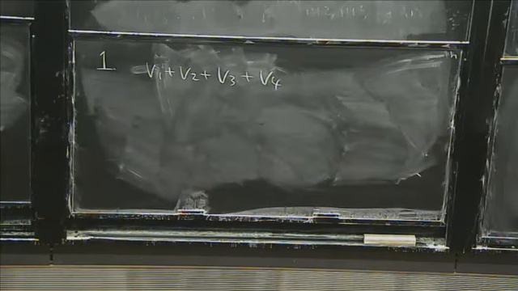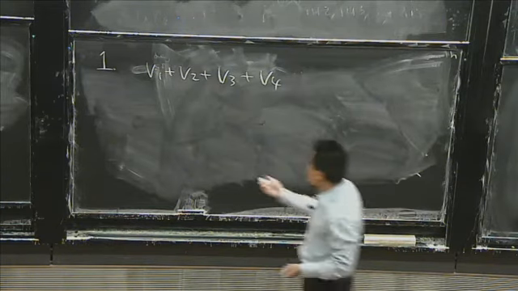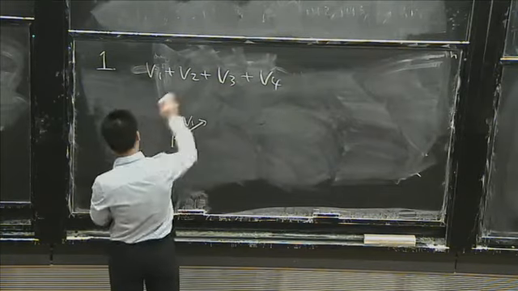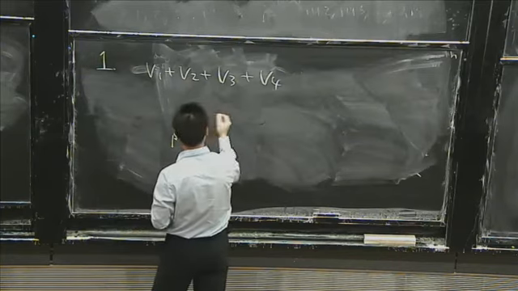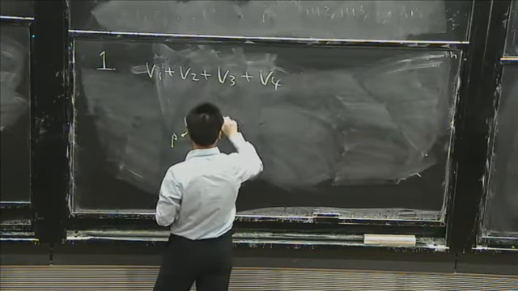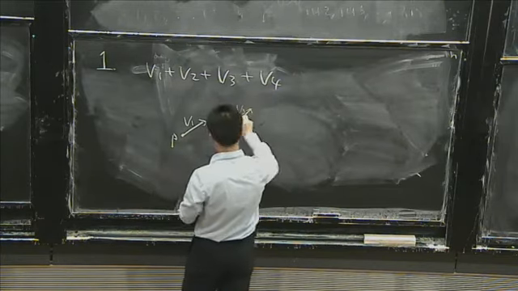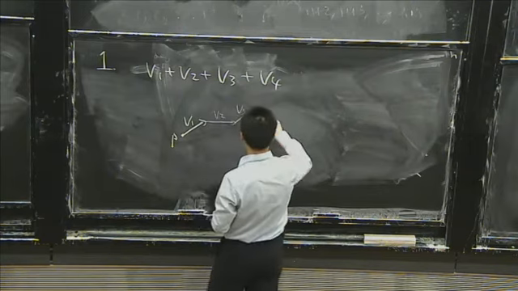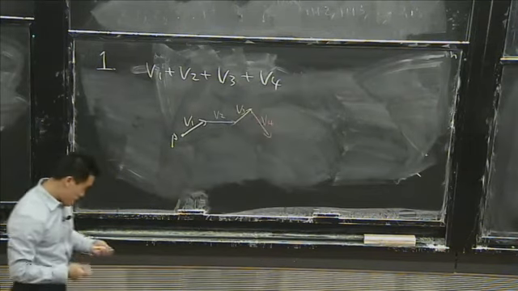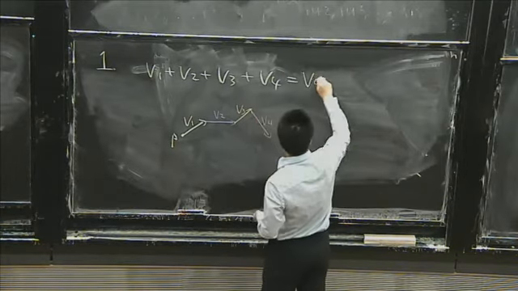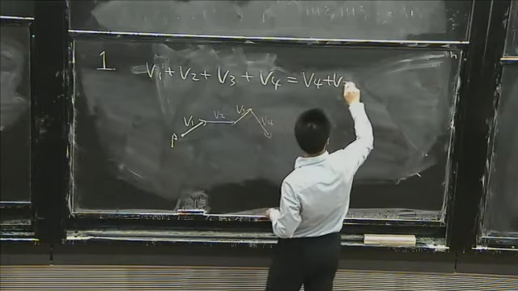Some color chalk here. So suppose I start from v1. Then I add v2. Then v3. Then v4. Now I want to write down an amazing equality. So this equals v4 plus v3 plus v2 plus v1. Well, it's non-trivial, but it's true.